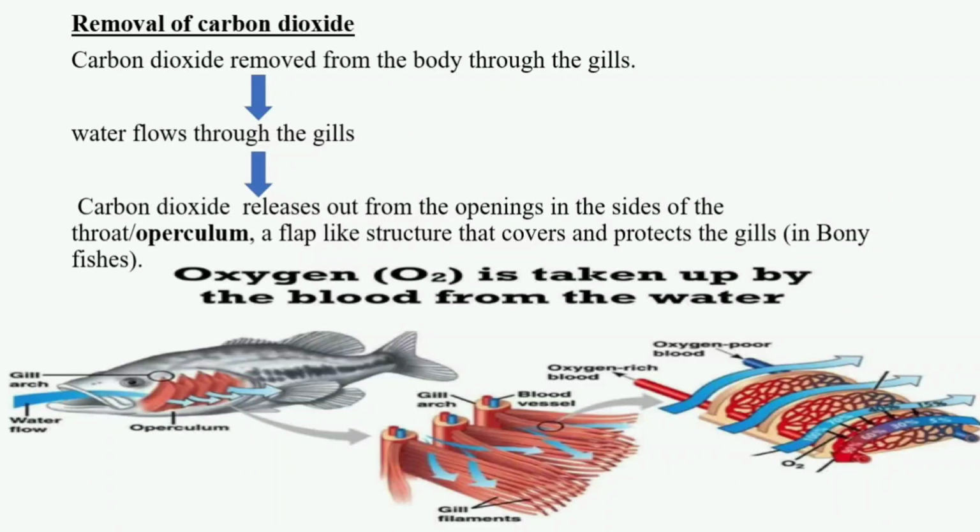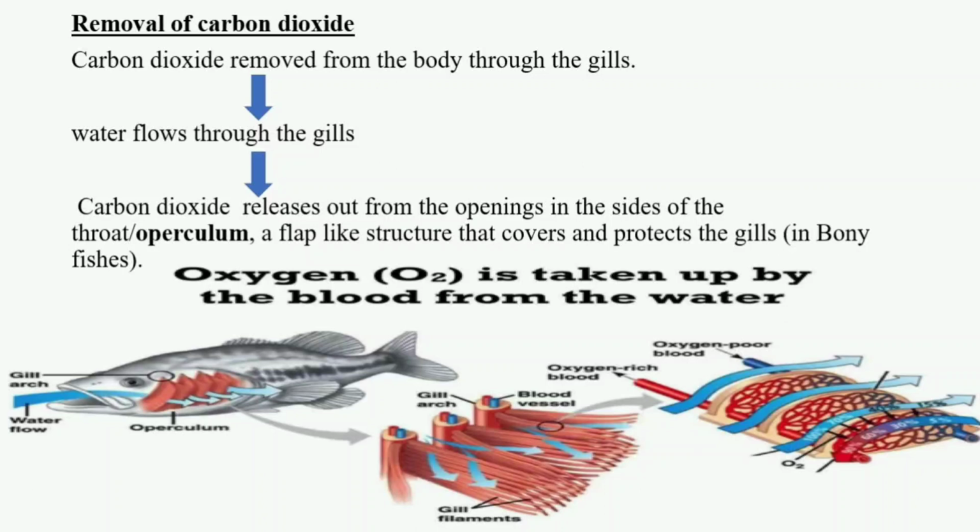Removal of carbon dioxide: carbon dioxide is removed from the body through the gills. Water flows out through the gills, and this water comes out via the operculum. The operculum is a flap-like structure that covers and protects the gill surface. So when the water enters along with the dissolved oxygen, it enters through the mouth, but when the carbon dioxide comes out, it comes out via the operculum.